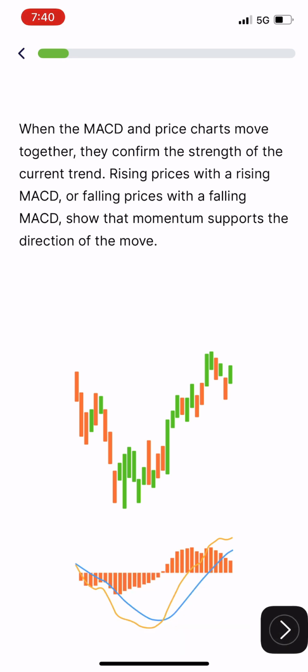When the MACD and price charts move together, they confirm the strength of the current trend. Rising prices with a rising MACD, or falling prices with a falling MACD, show that momentum supports the direction of the move.